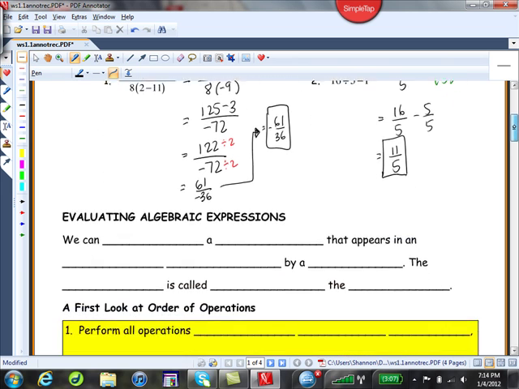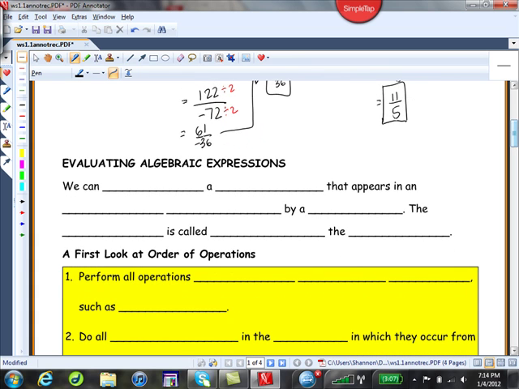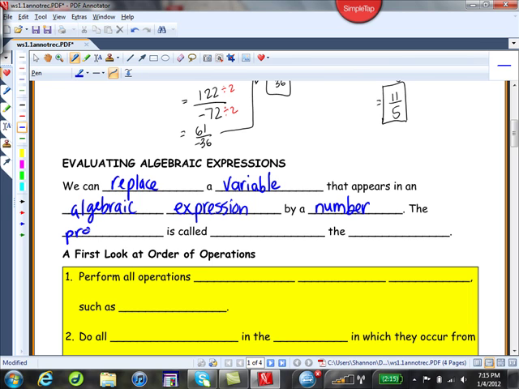All right, so now when we go down to evaluating algebraic expressions, we're getting started on the current material. So we can replace a variable that appears in an algebraic expression by a number. The process is called evaluating the expression.